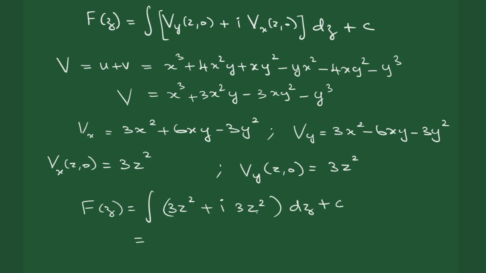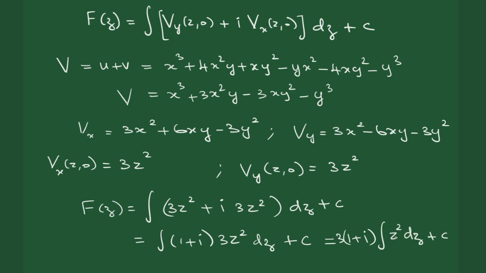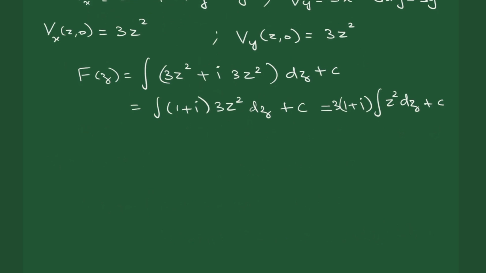Both are the same term, 3z square, so we can write (1 plus i) as common, into 3z square. Here 1 plus i as well as 3 are constants, so we can take them outside the integral. That is, we can write 3 into (1 plus i) integral of z square dz. Now it is easy to integrate z square: the integration of z square is z cube by 3. So this is equal to 3 into (1 plus i) into z cube by 3 plus c.